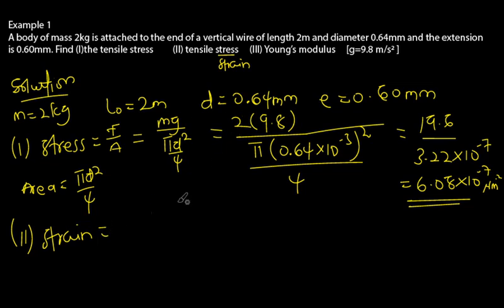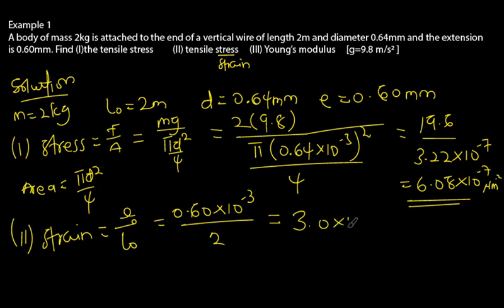Okay, and then the strain we know is the extension per unit length. The extension we have here is 0.60 times 10 raised to the power minus 3 divided by the unit length we have, which is 2. So our strain in this example is 3.0 times 10 raised to the power minus 4, and it has no unit, so it is dimensionless. Alright, so with this we can finally calculate the Young's modulus, which is the third part of this.